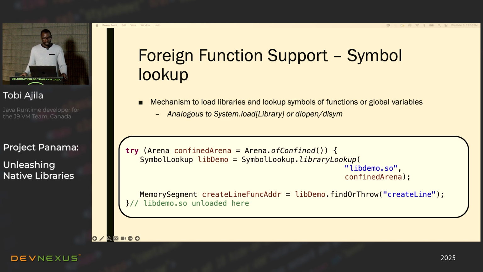So symbol lookup is essentially a mechanism to load libraries and look up symbols within those libraries, or even global variables like errno, things like that. So it behaves similar to System.loadLibrary. In this example, we're using library lookup to load libdemo within the confines of an arena.